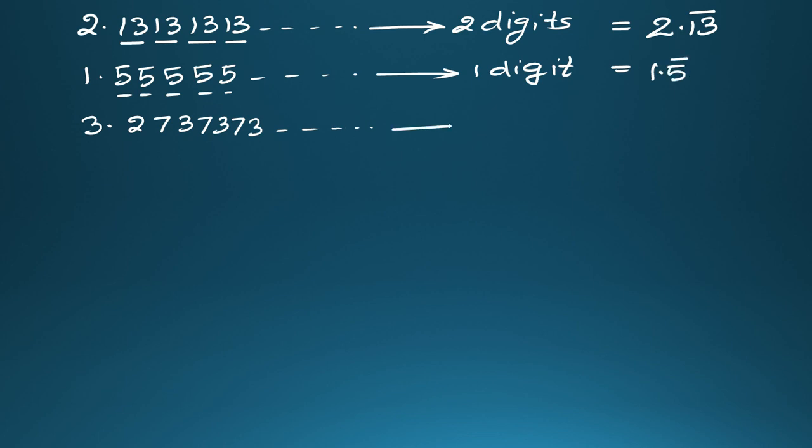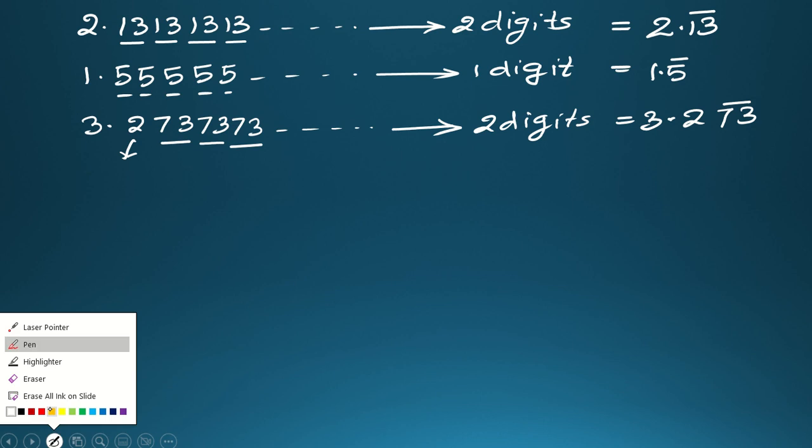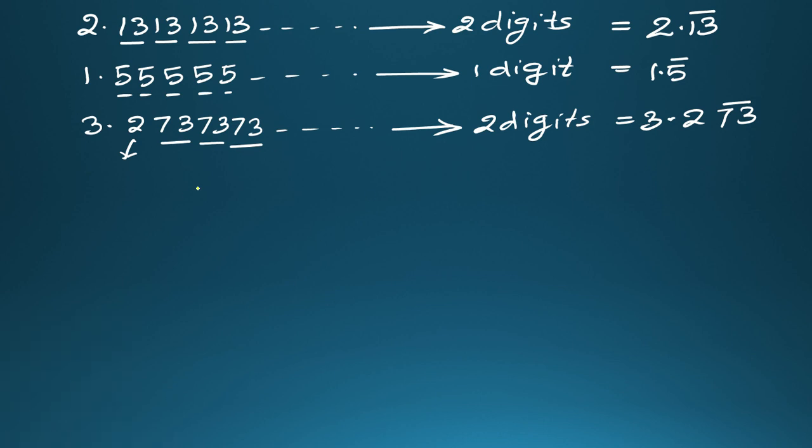Now here two digits are repeating, 737373, but there is a digit after the decimal point which is not repeating itself. We will see at the end of this video how to deal with such numbers, but here also two digits are repeating, and you will write it as 3.273 bar. Like this you can solve the questions. So how to deal with such numbers, we will see all the things in detail.